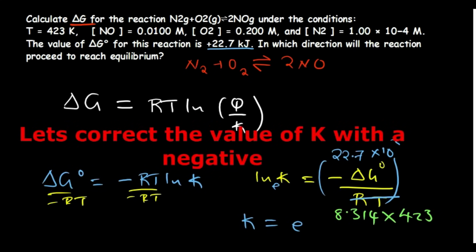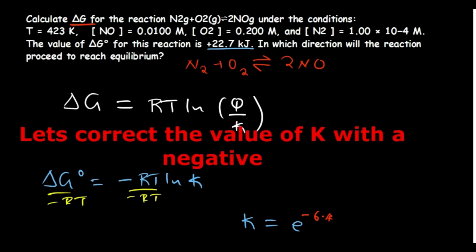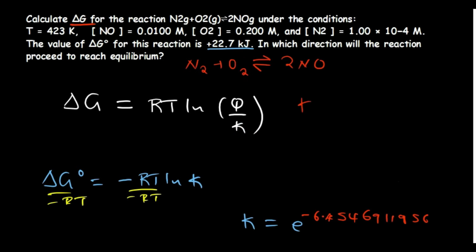Okay, so there was an error in our calculation. Because of this negative, when we divide 22.7 times 10 to the power 3 by 8.314 times 423, the value is supposed to be negative 6.45. So I can remove this part. So at that point, our value of K is equal to 0.001573125.